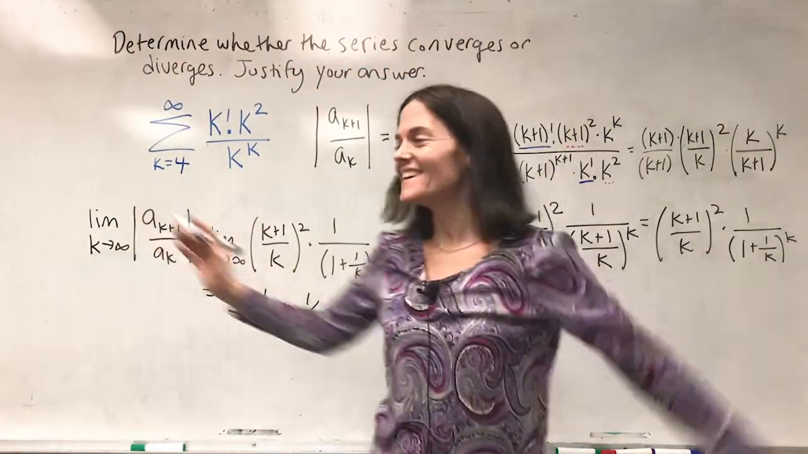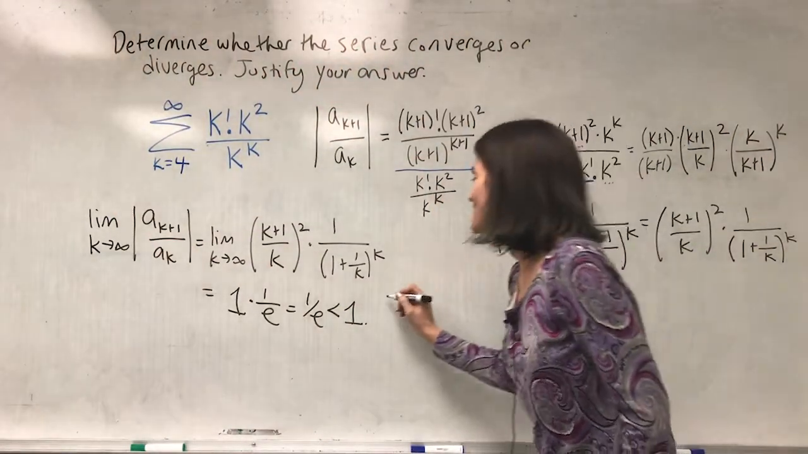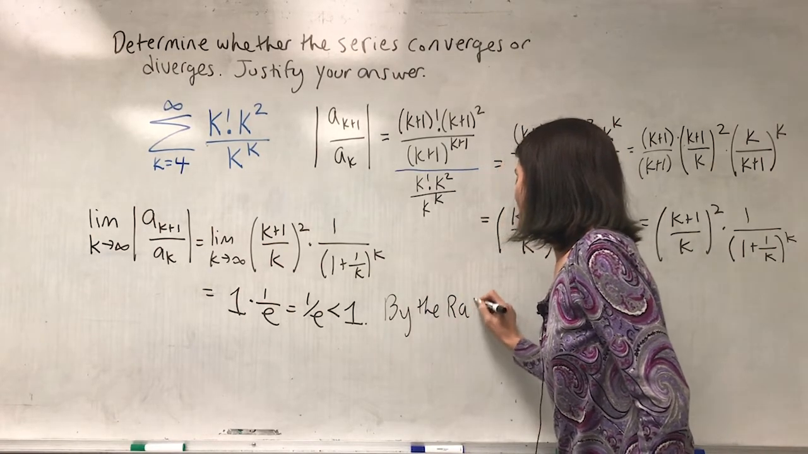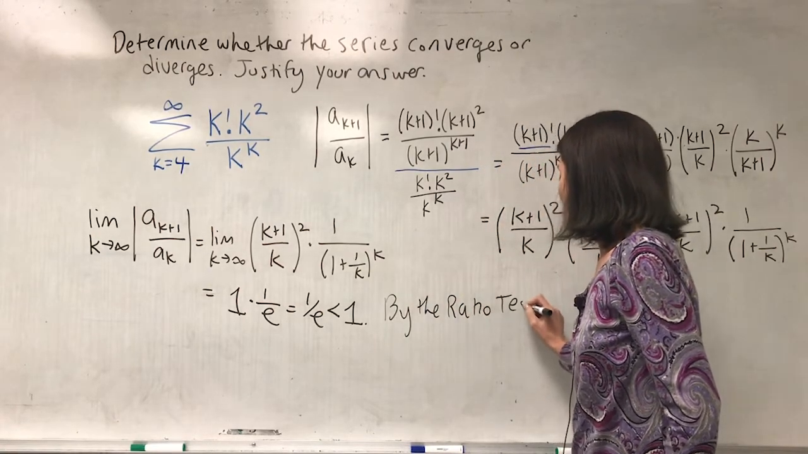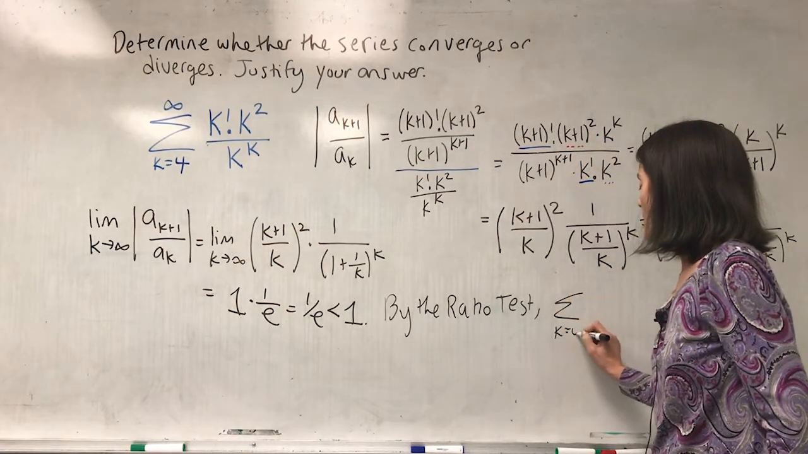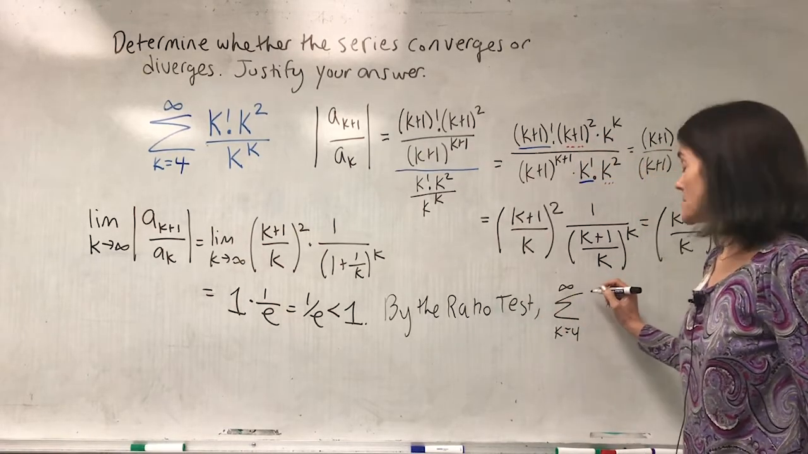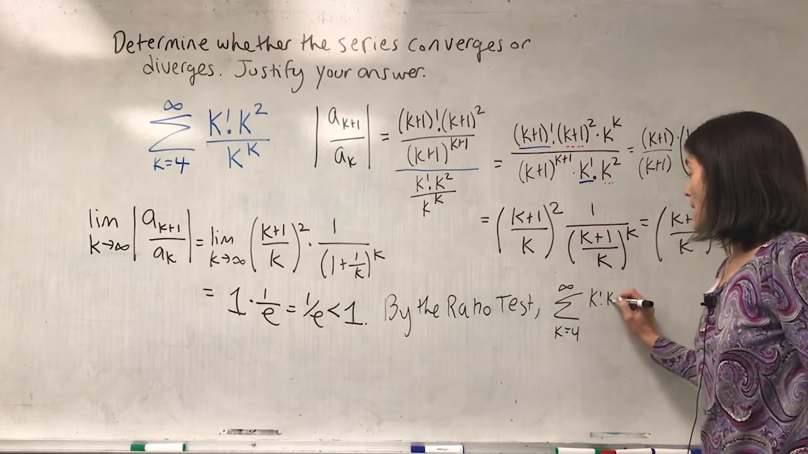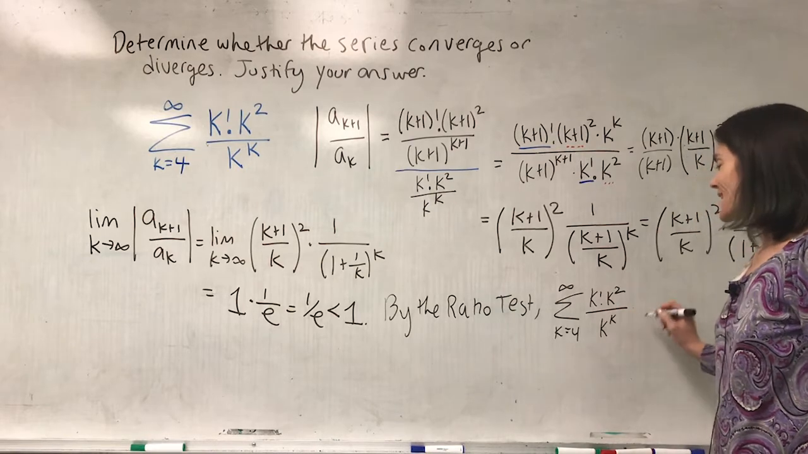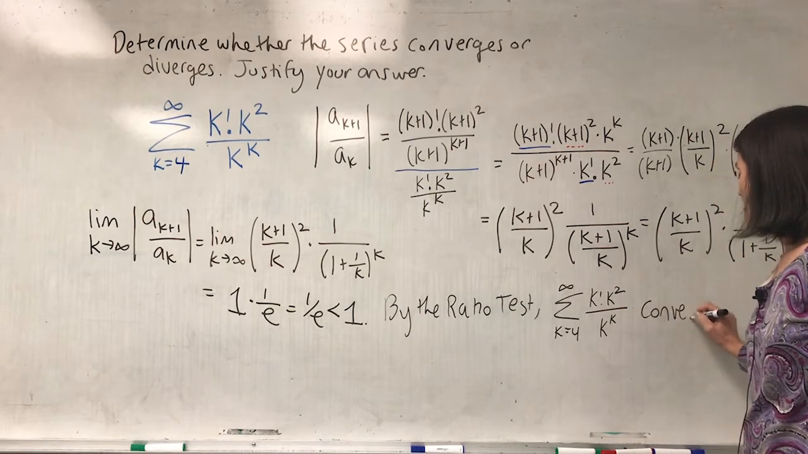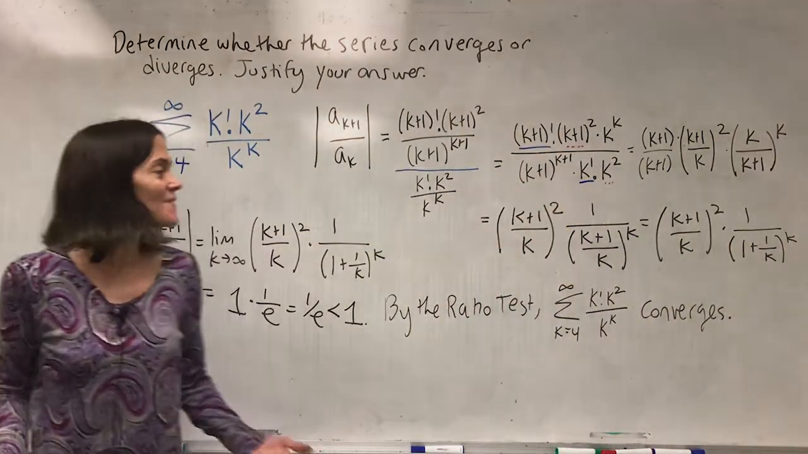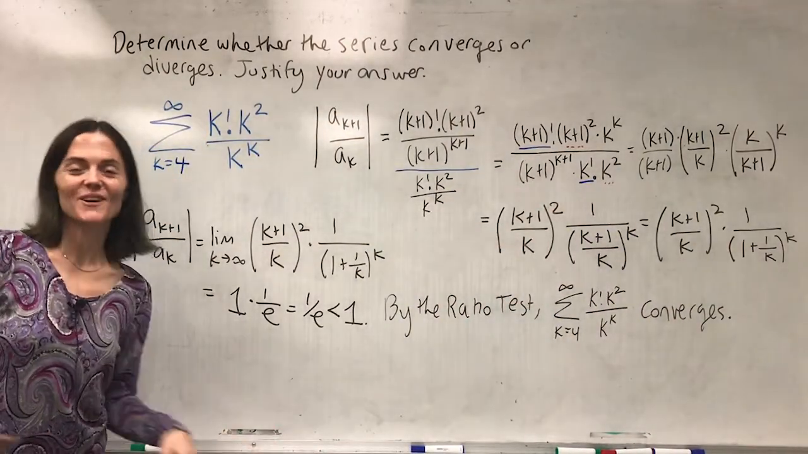Yay, okay. So then by, what was this, ratio test, we have a conclusion. Ratio test, this series, which is k factorial, k squared divided by k to the k, converges. This was a bit challenging of one, but it was also wonderful, quite fun.